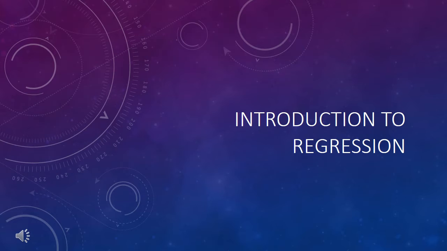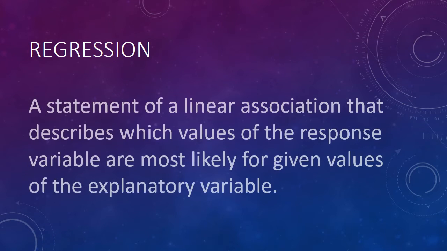In this session, we're going to look at how we can describe specifically which values of one variable are most likely given particular values of the other variable. For example, which height is most likely given a child's age. In statistics, this is called regression. Regression is a statement of a linear association that includes a description of which values of the response variable are most likely for given values of the explanatory variable.